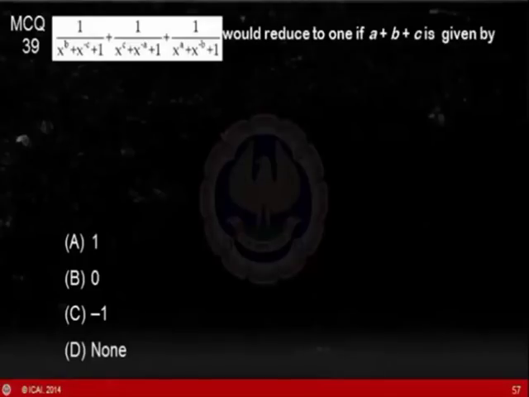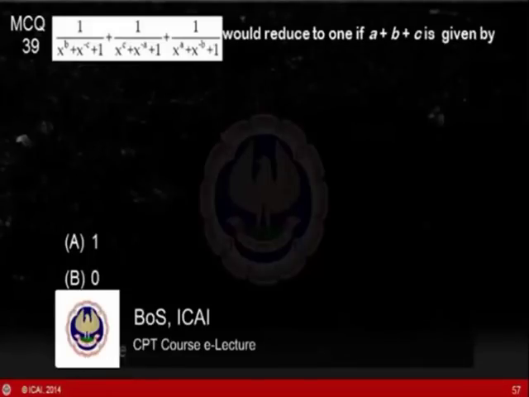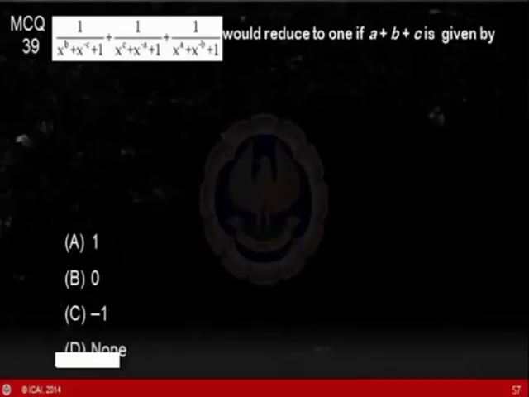So when we have such questions, you can have two ways to solve this because it's going to be very complicated if you try and solve the question directly, and obviously you will not have that much time in the exam. So either you can apply when this would reduce to 1, or you can just evaluate the options. Here you have, if A plus B plus C is given by, either you can have a trial and error method and solve by taking A plus B plus C as 1 or 0 or minus 1, and then find out when this actually reduces to 1. So that is one way of doing the question.